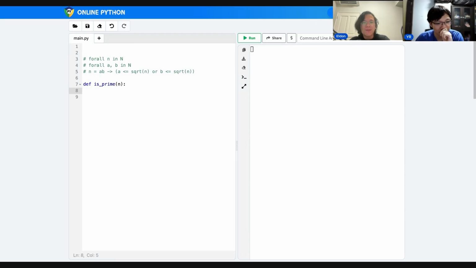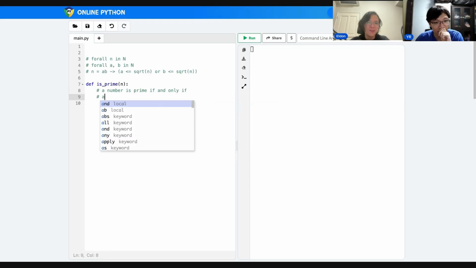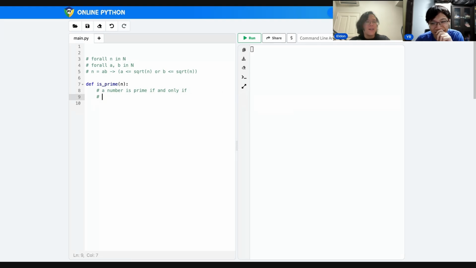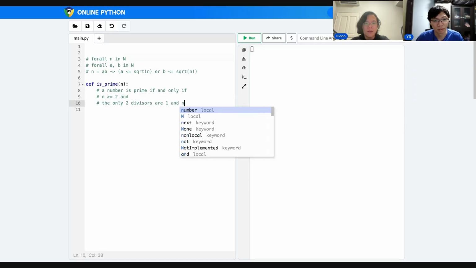So here's a very simple way to test whether a number is prime. Remember, a number is prime if and only if n is greater than or equal to two, and the only two divisors are one and n.